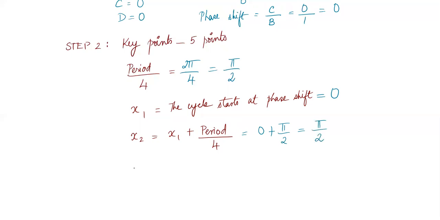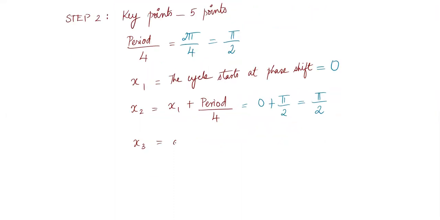Then we go to x3. x3 is this previous point, x2, plus the period over 4. See how the pattern is beginning to form. So my x2 is pi over 2, plus the period over 4 is also pi over 2. That is 2 pi over 2, right? Which is simply pi.